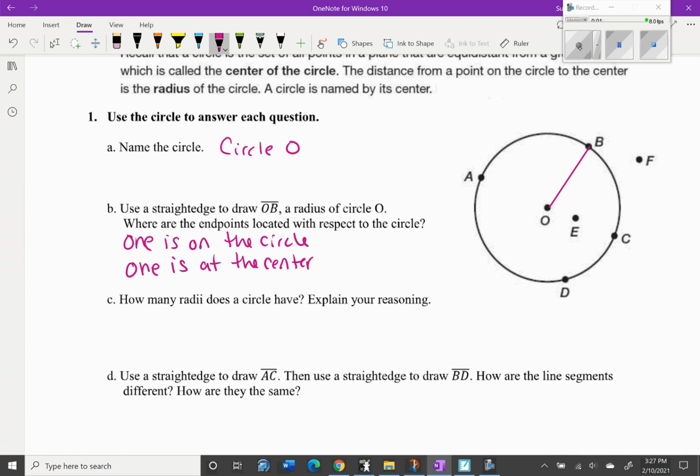How many radii does a circle have? Explain your reasoning. Well, if a circle is made up of an infinite number of points, then it has an infinite number of radii.